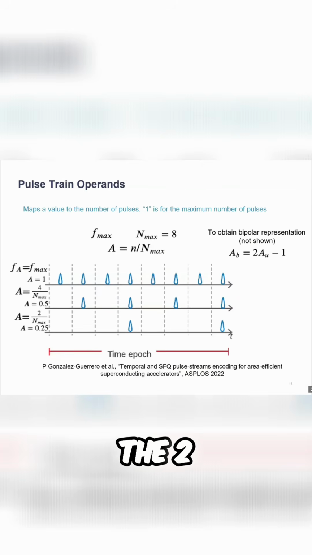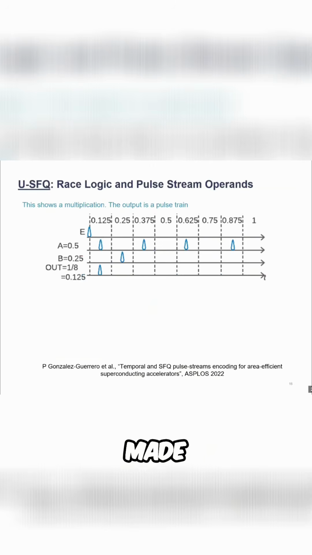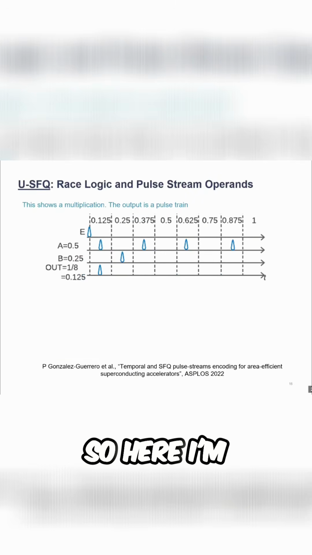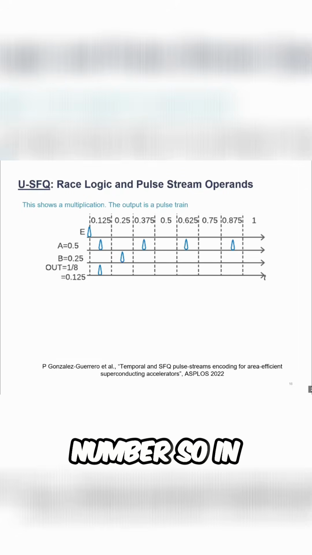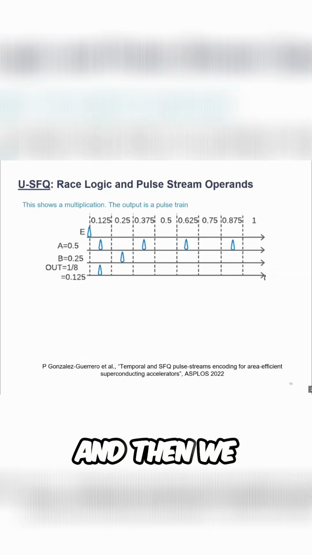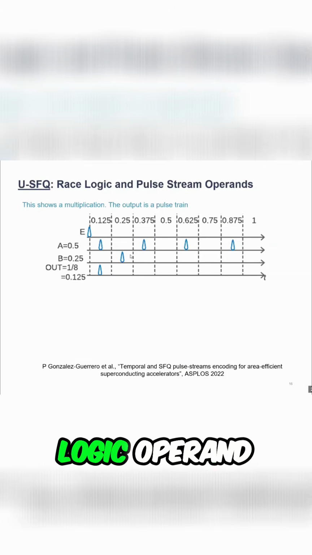Now, if we combine the two, now we've made multiplication much cheaper. So here I'm showing you such an example where one of the operands of the multiplication is a pulse train. That's operand A. And in this example, it has half the number of pulses, so it represents half the maximum number. So in this case, it's 0.5 is what I showed you before. And then we have the second operand, which is a race logic operand.